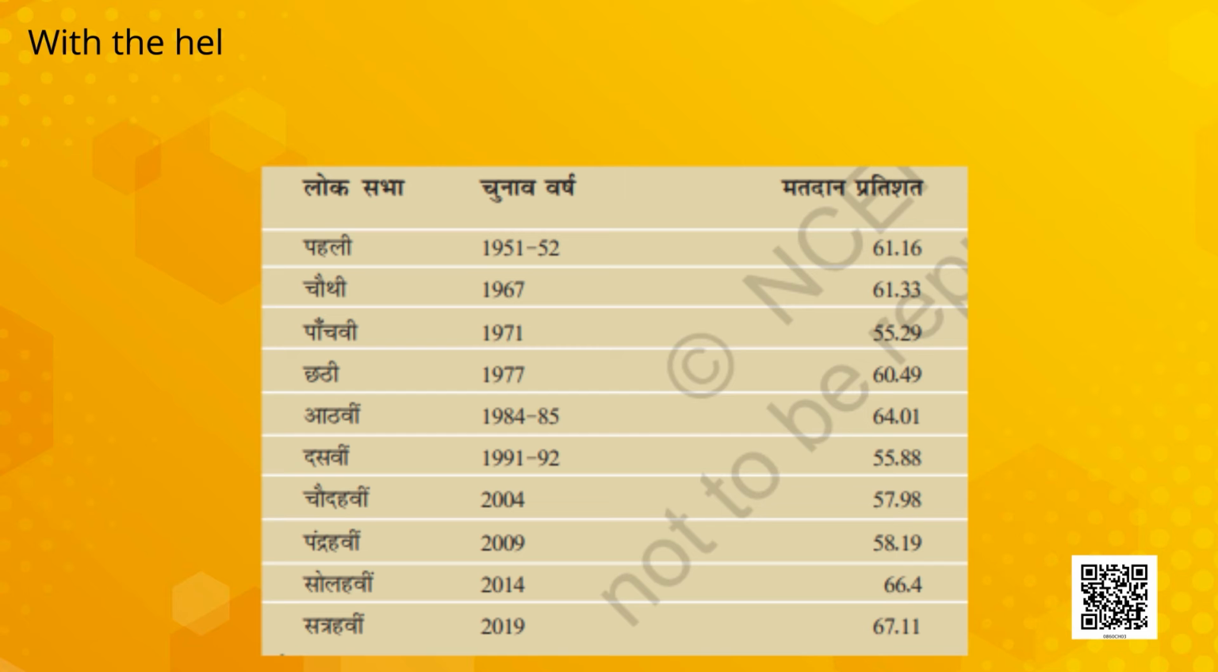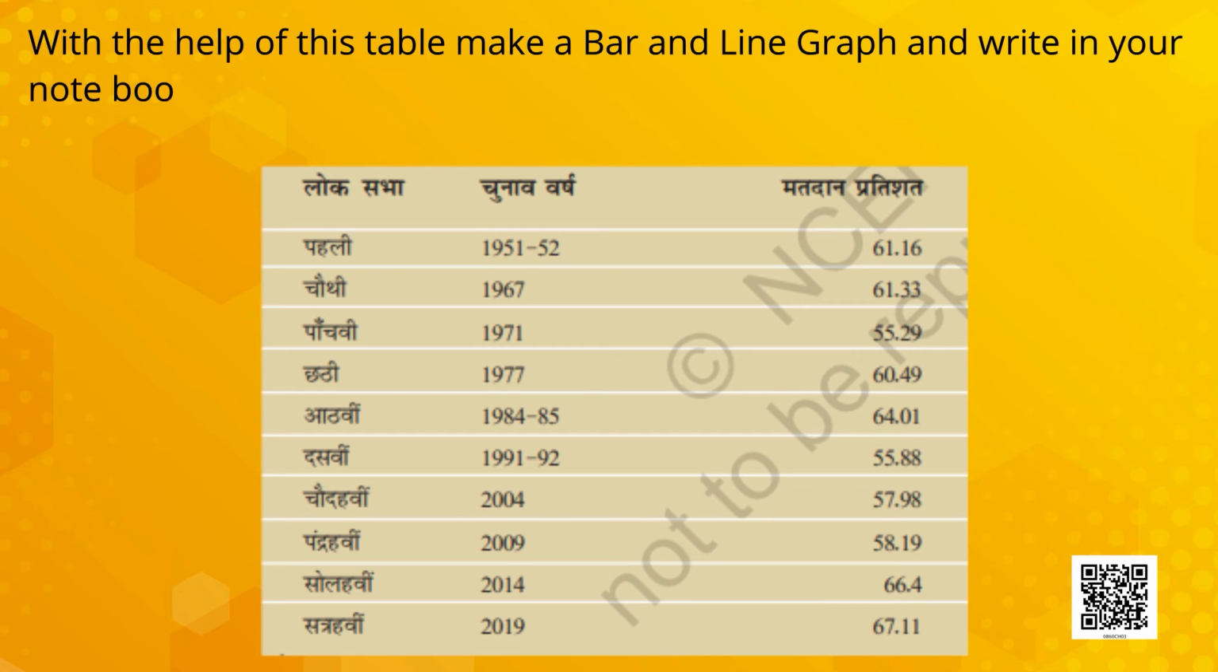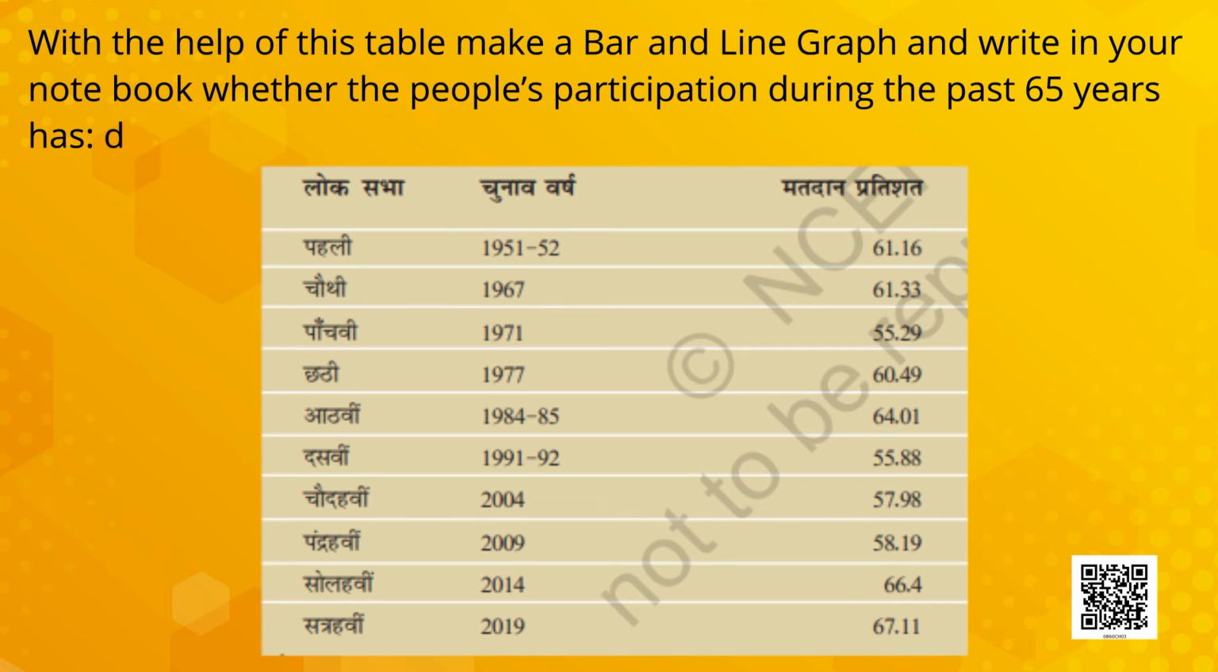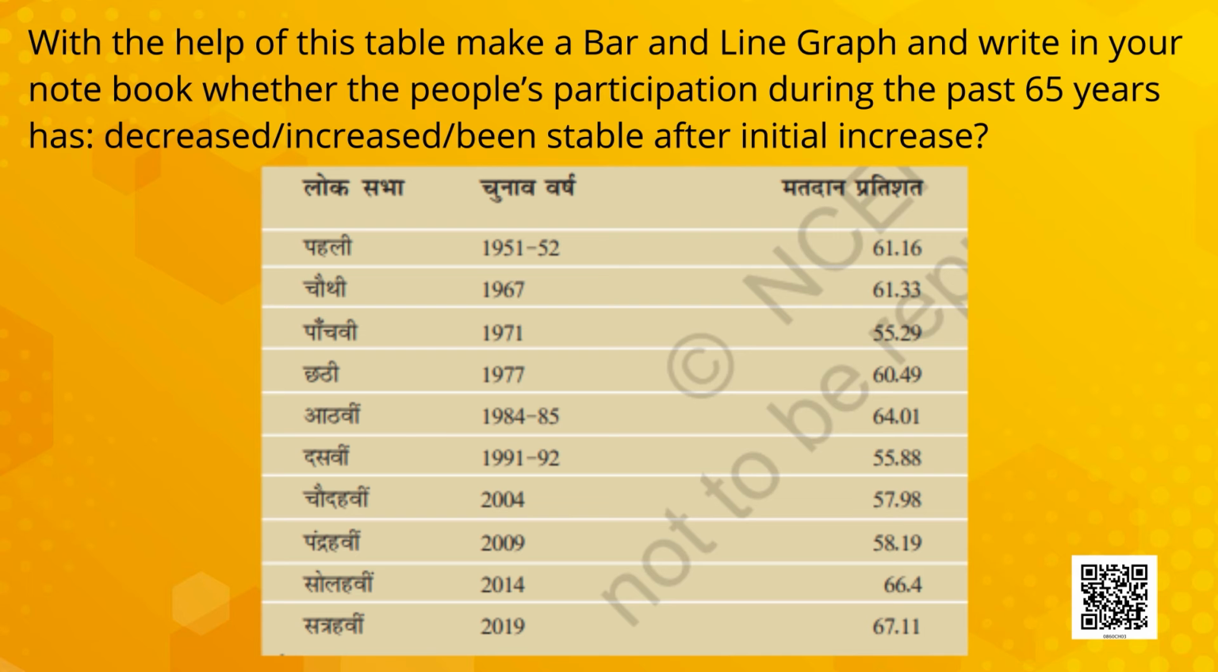Students, with the help of this table, make a bar and line graph and write in your notebook whether the people's participation during the past 65 years has decreased, increased, or been stable after an initial increase.